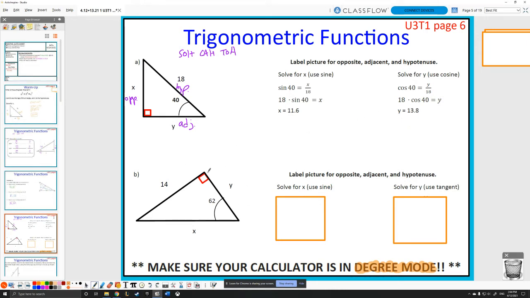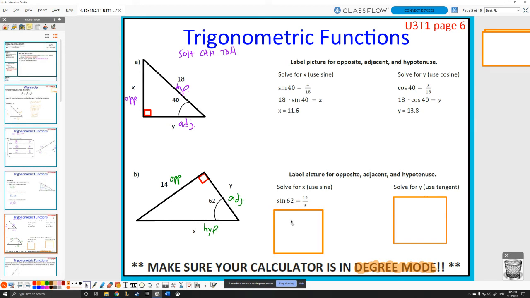All right, similarly, the second one, I want to take a look at what I am given first. From 62, my hypotenuse is over here, is x. The one that's touching is the adjacent, and the one that's not touching it is the opposite. So if I want to solve for x first, again, I'm looking at, okay, I have opposite, I have hypotenuse. That tells me I have sine. Sine of 62 is equal to 14 over x.